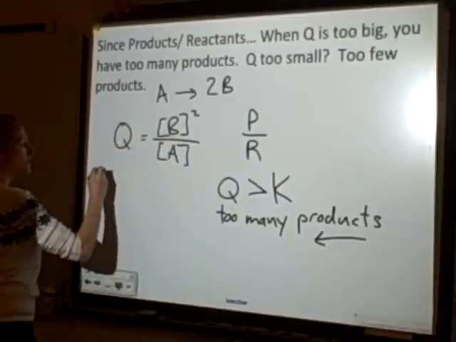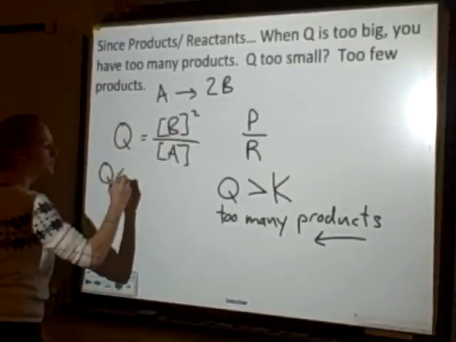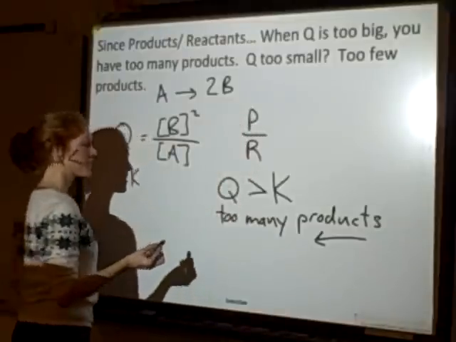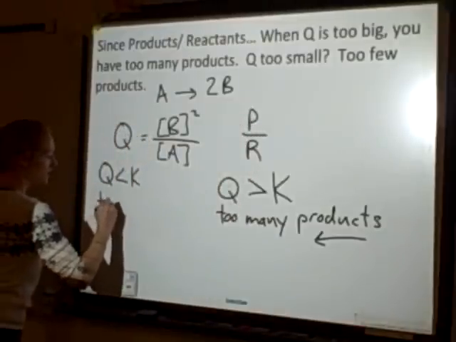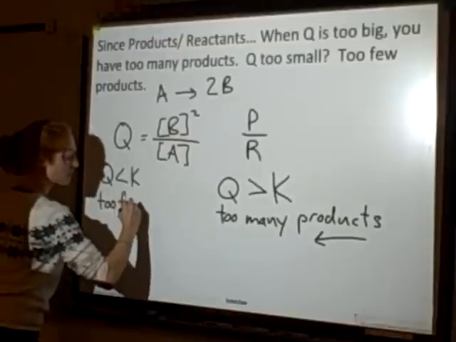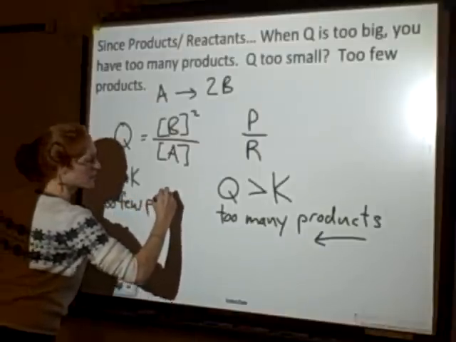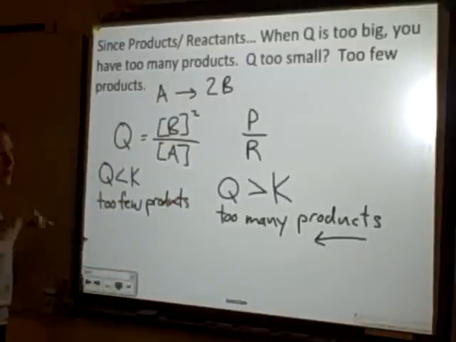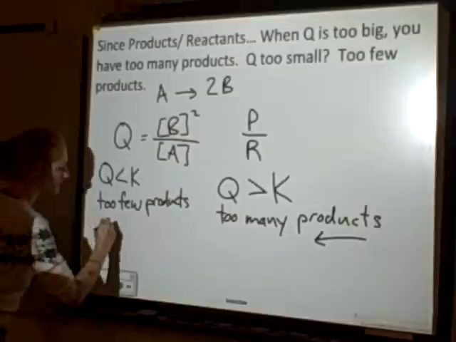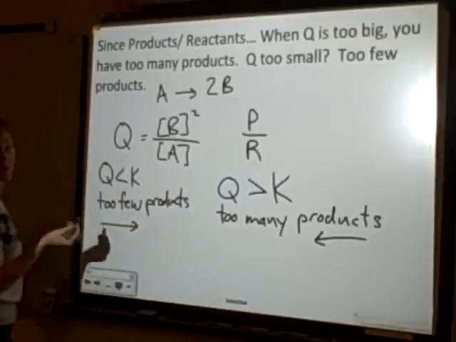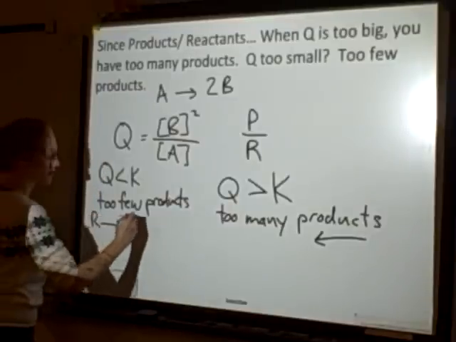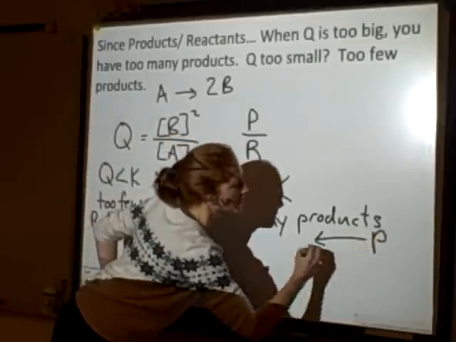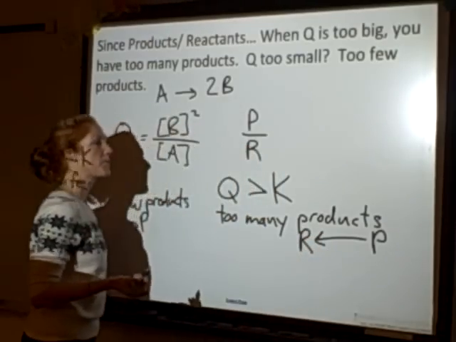And then you know that if Q is less than K, it's because you don't have enough products. So in that case, there's too few products. The way the system is going to adjust is that the reaction is going to proceed forward, so you're going to be turning some of the reactants into products. Reactants turn to products, and when Q is bigger than K, the products are turning into reactants to get to equilibrium.